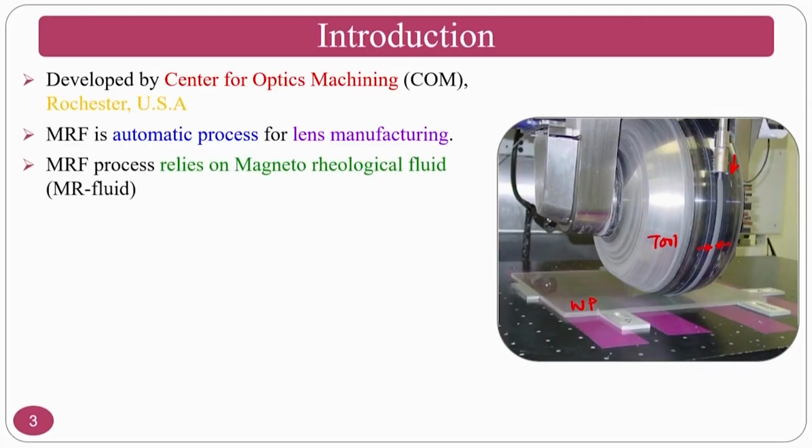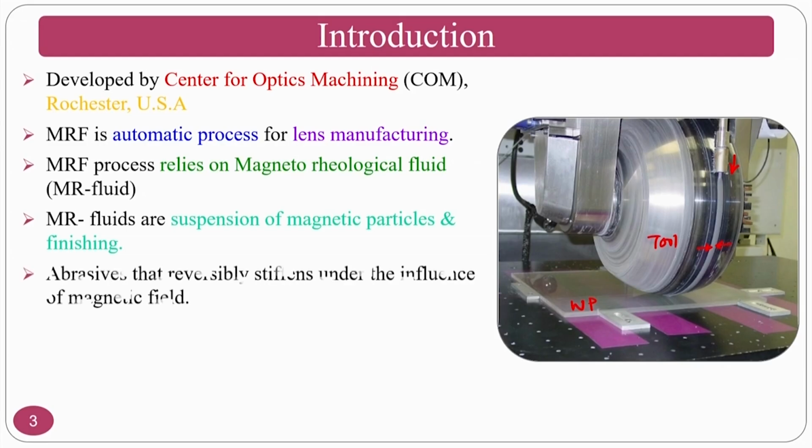So the MRF process relies on magneto-rheological fluid. Okay. So magneto-rheological fluid is a fluid that comprises abrasive particles along with carbonyl iron particles and the carrier medium, and so on. Some people may be using some rheological additives to enhance the performance of this particular fluid. So MRF fluids are suspensions of magnetic particles and finishing particles, so abrasives that reversibly stiffen under the influence of a magnetic field.